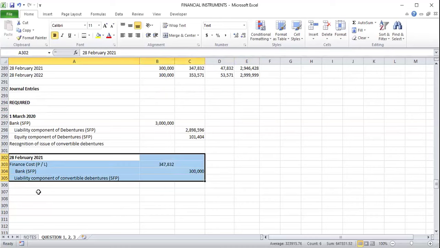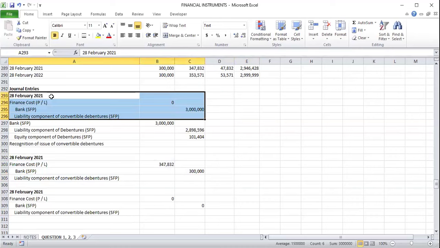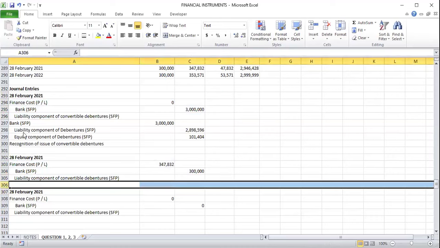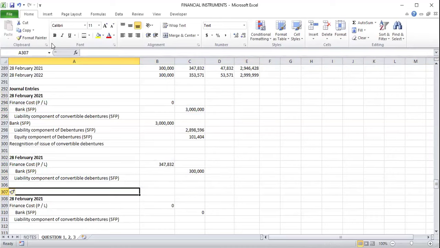journal entry on 2022. Right, what I'm doing now is not required. So the answer is what I've done so far. I'm doing it so that you know where to end when you defend the exam. If they say 2021, then we're done. So here I'm now doing 2022.